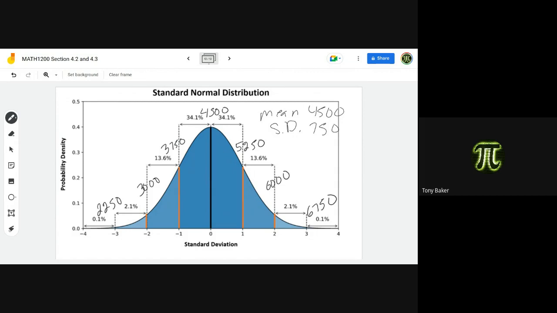Yes. What's the middle number for the 2 standard deviations? What percent is that? 95. Yeah, it's 68, 95, 99.7.